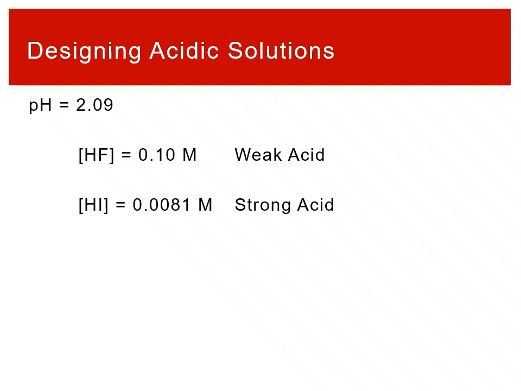So if we look at these 2 examples, in both cases, our target pH was 2.09. But we can see that the necessary concentrations of acid, that initial concentration, how we would prepare the solutions, were different. With HF, we needed 0.1 molar, whereas with HI, I only need 0.0081 molar. So I need a higher concentration of HF, which is indicative of the fact that it is a weak acid. HI is a strong acid. I don't need a huge concentration in order to get that same exact change in the pH and to get that shift away from neutral.